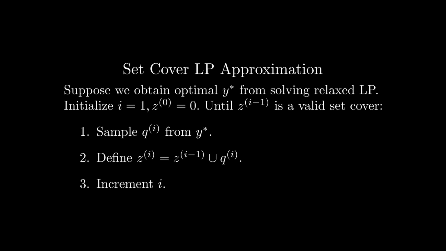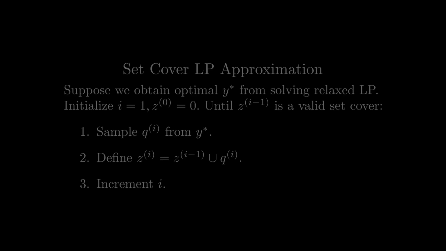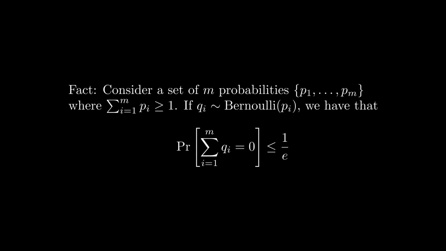Let's now analyze the probability that this rounding procedure terminates after a given number of iterations, as well as the accuracy of this procedure. Mathematically, we have that if there's a set of Bernoulli random variables whose probabilities sum to a value greater than or equal to 1, the probability that a vector sampled from these random variables is completely 0 is bounded above by 1 over e. Using this result, we can bound the probability that any individual element i in U is not covered by iteration 1 as 1 over e.